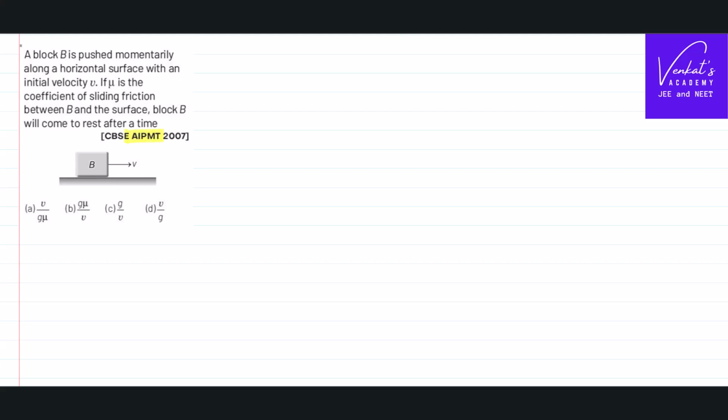This is a previous AIPMT question from friction. The problem is like this. A block is pushed momentarily along a horizontal surface with the initial velocity v. What's the meaning of that?